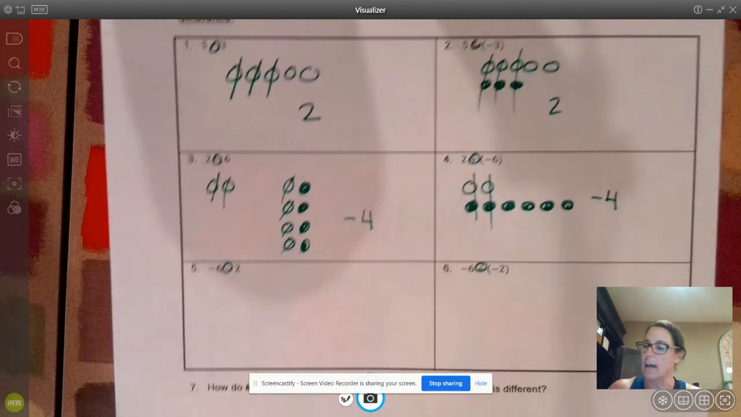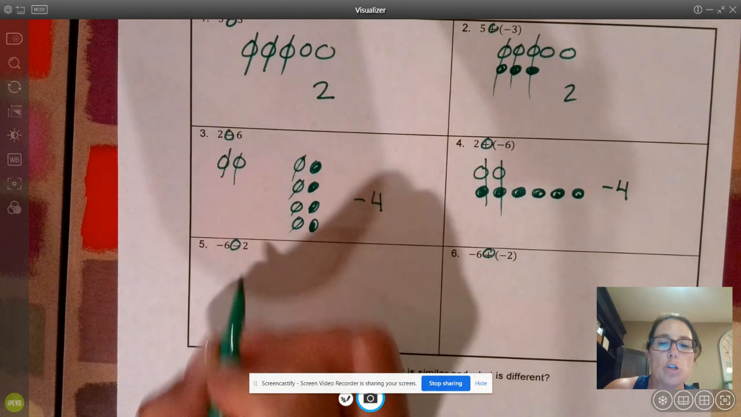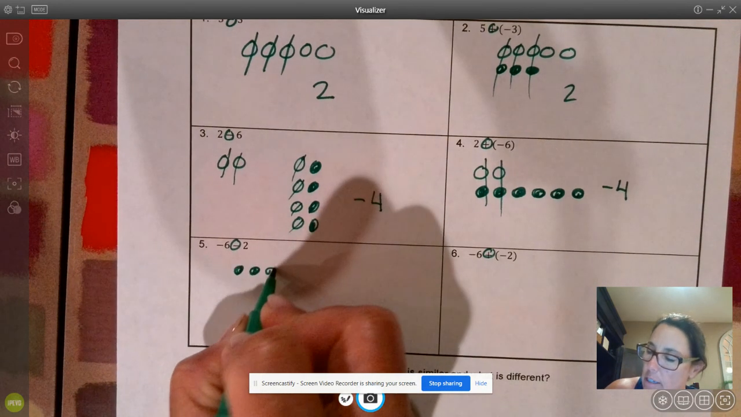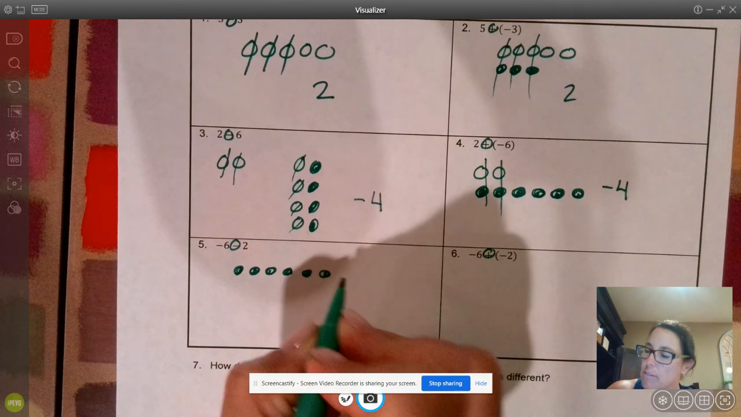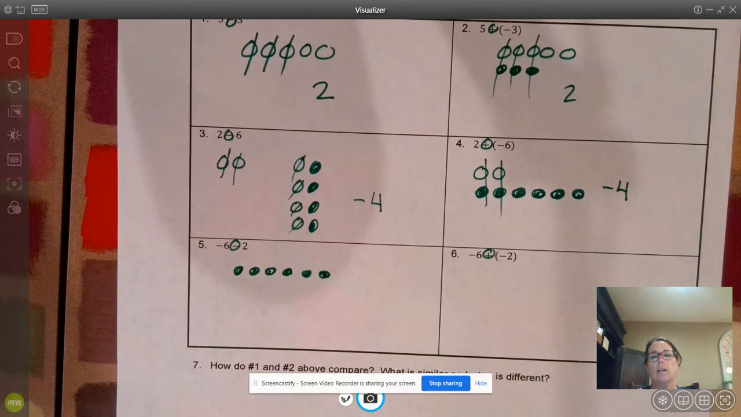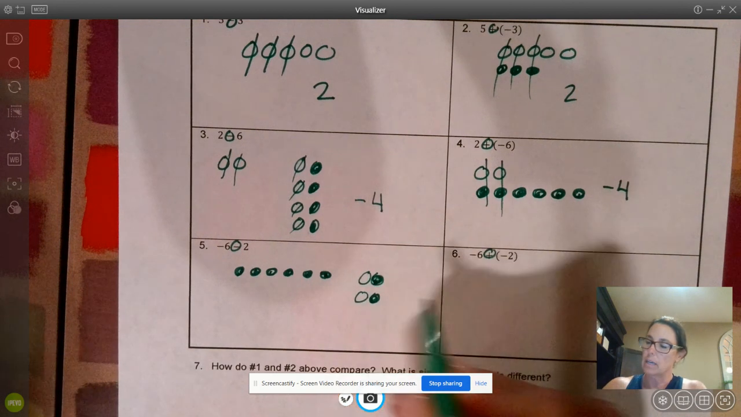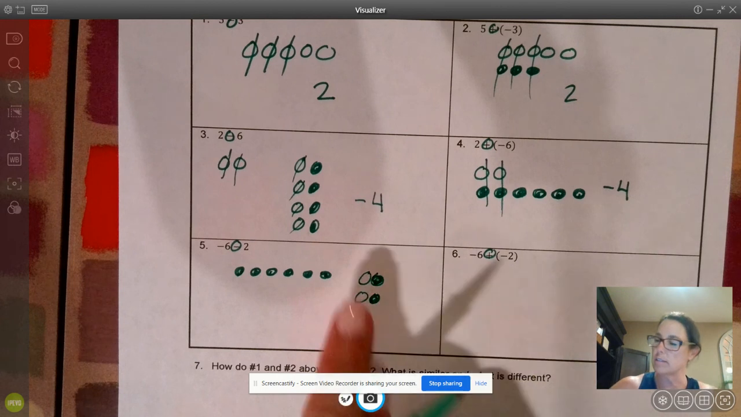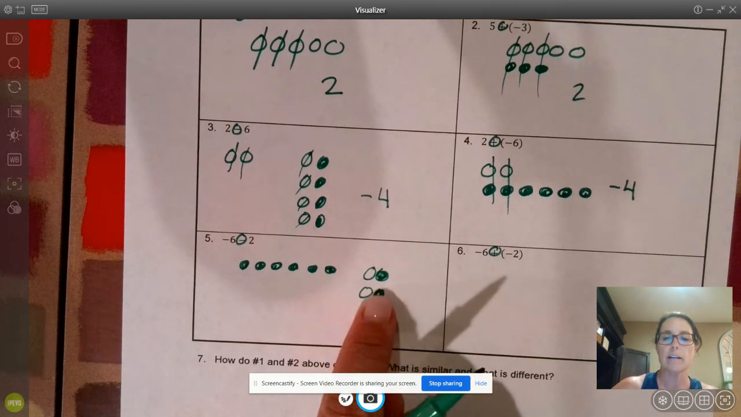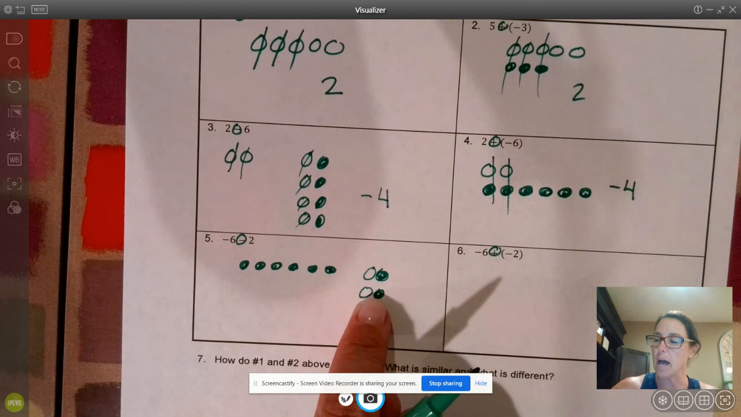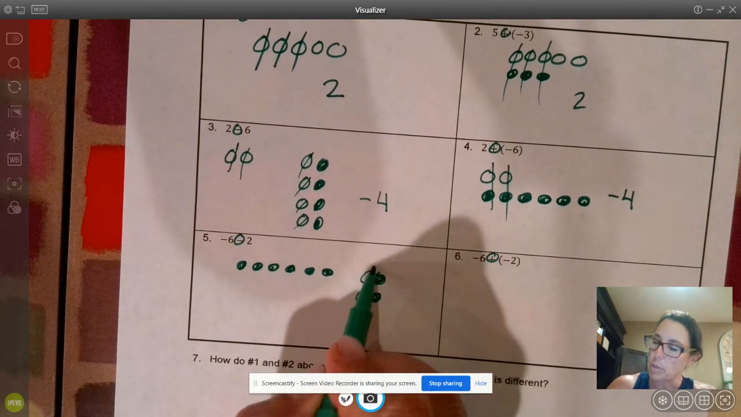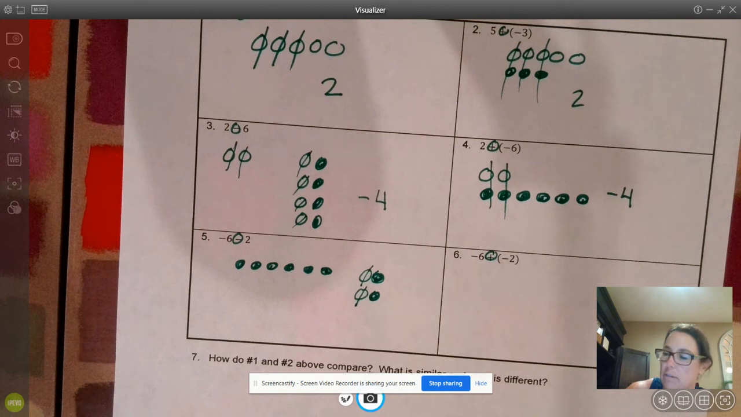All right, number 5, I've got 6 negatives and I'm taking away 2 positives. Well, here are my 6 negatives. Do I have 2 positives to take away? No, I do not. What would I need to do to be able to carry out the rest of that problem? I would need to add in how many 0 pairs? Hopefully you're thinking 2. Do you see that I can now take away 2 positives? I still have 6 negatives. This is nothing right here. That's nothing. But it's helping me set up so that I can take away 2 positives. Boom, boom. Do you see that my answer is negative 8?